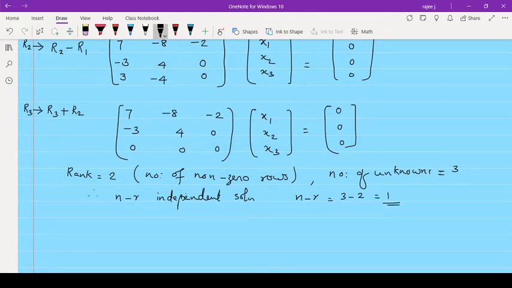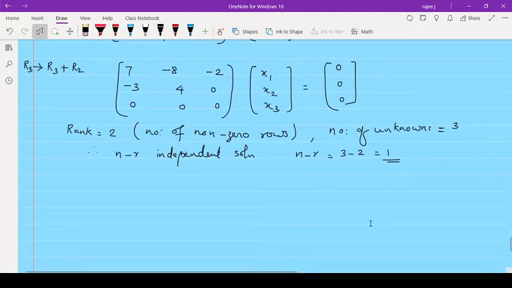Out of this x1, x2, x3, for any one value you can give some arbitrary constant. So I will write that, then you will get it. Now from these equations, I am going to write. First one: 0 into x1, 0 into x2, 0 into x3, so the LHS is 0, 0, 0 and both sides are equal. Second equation, from the second row: minus 3 into x1 plus 4 into x2 plus 0 into x3, so that is equal to 0.